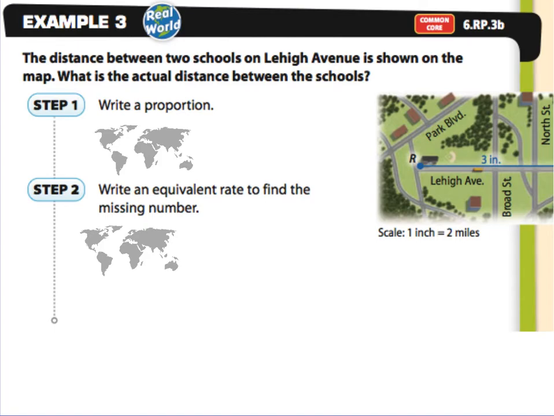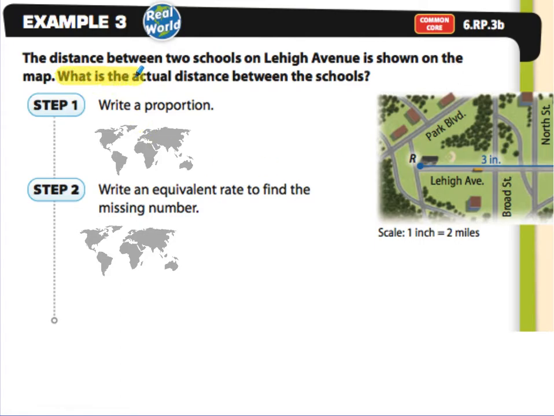Now we're going to take this one step further and tie it into social studies and talk about maps. Okay, my map got cut off a little bit here, but you should still see the full map in your notebooks. All right. The distance between 2 schools on Lehigh Avenue is shown on your map, and we want to know what is the actual distance between the 2 schools.